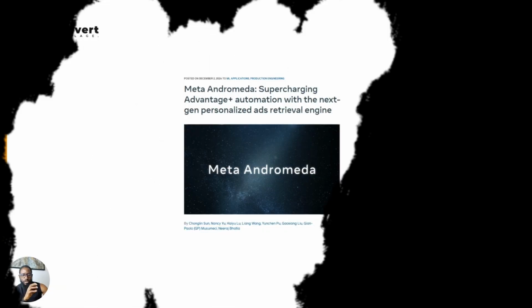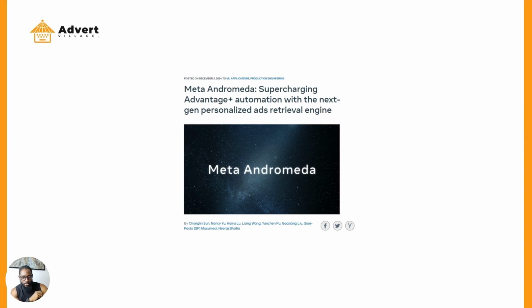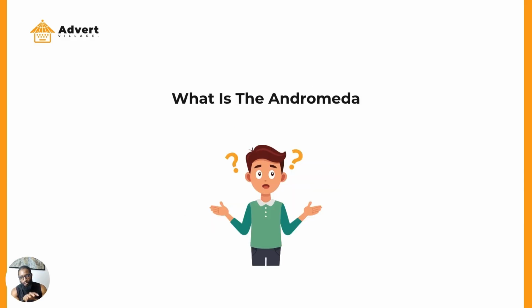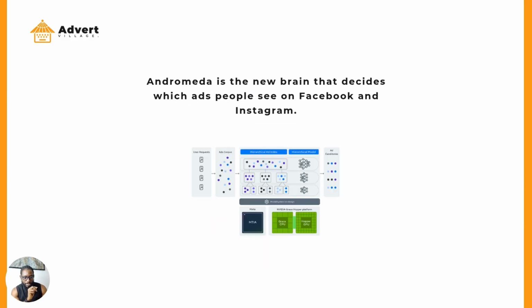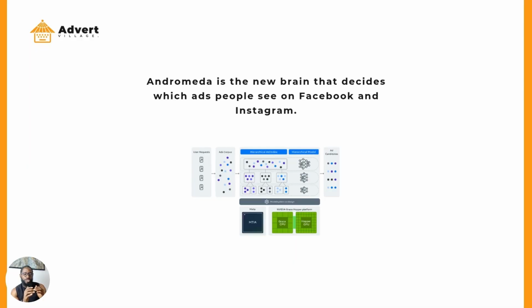In December 2024, Meta published an article titled Meta Andromeda, supercharging advanced cloud automation with the next-gen personalized retrieval engine. So what is the Andromeda? Andromeda is a new brain that detects which ads people see on Facebook and Instagram. Think of it as a combination of super AI models and supercomputers working together, making sure that your adverts are only shown to the right people who are probably going to become a lead to your service business or buy your product or service.